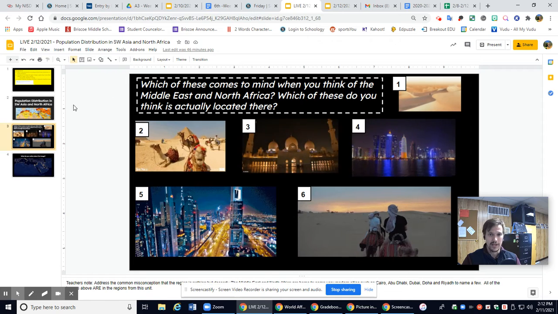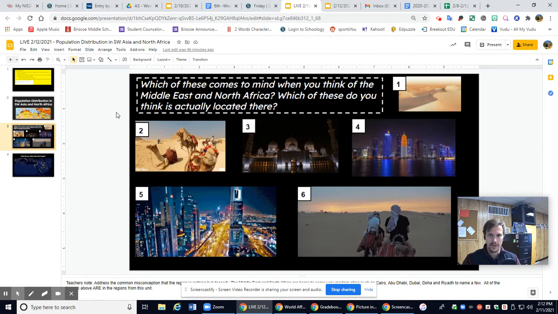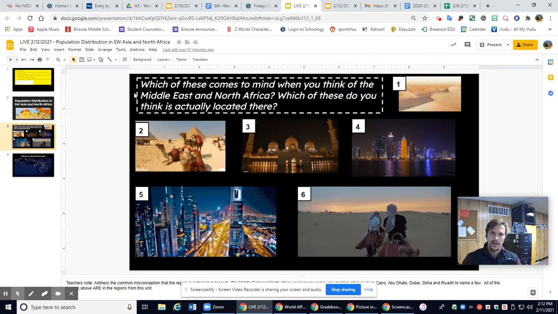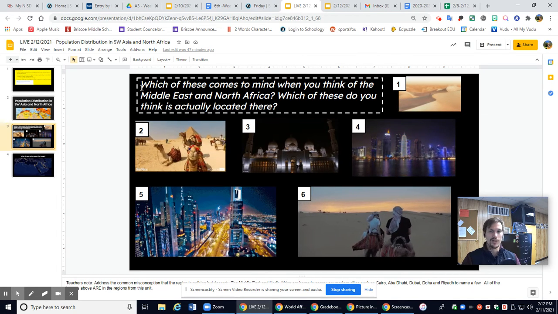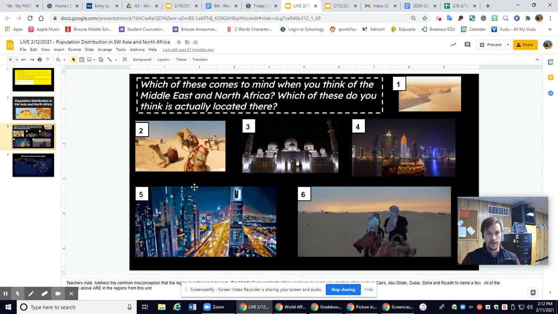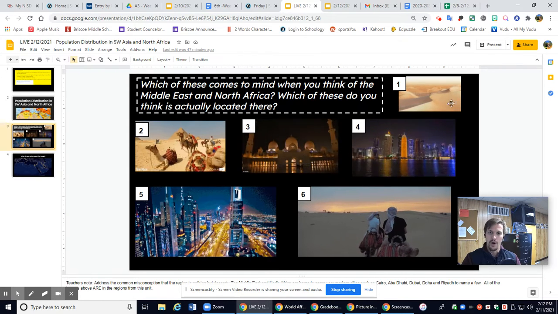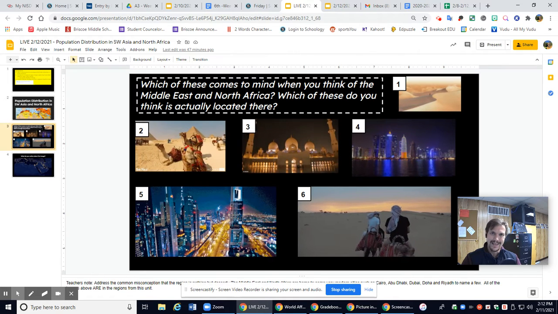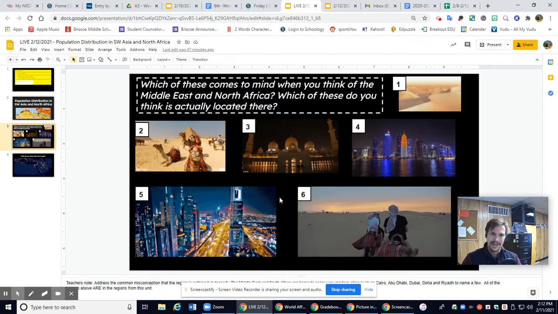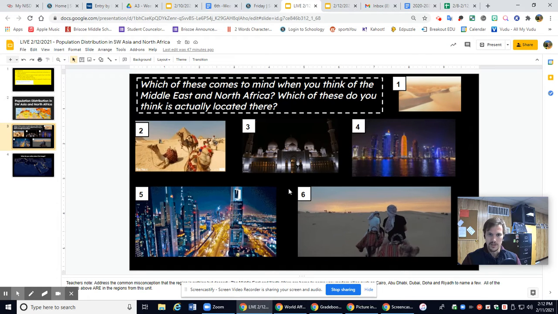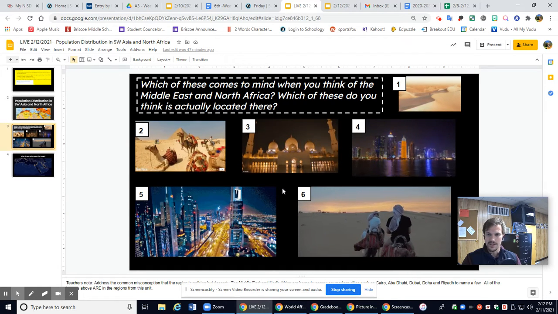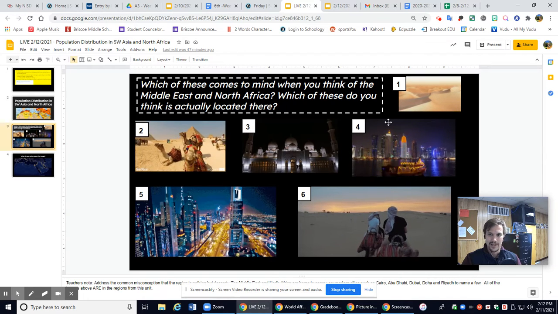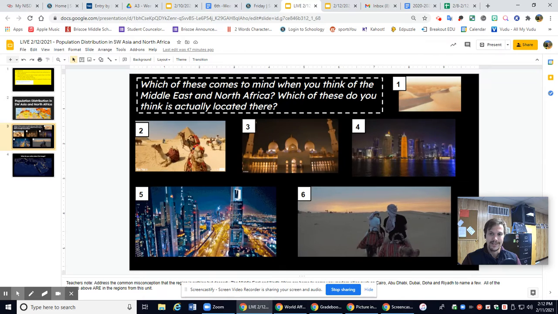The answer here is actually all of these locations. Whatever you think about the Middle East and North Africa, that is how you think. That's why it says, what do you think? It wasn't asking what is factual, but actually all 6 of these pictures depict areas in the Middle East and North Africa. Those locations are not just desert, though there is a lot of desert. That's not the only thing there. They have top of the line civilizations.